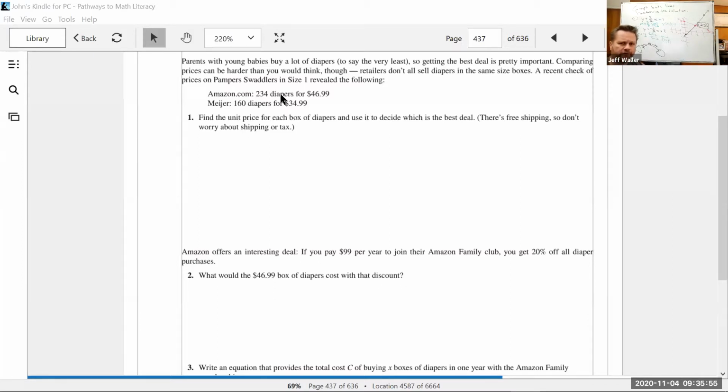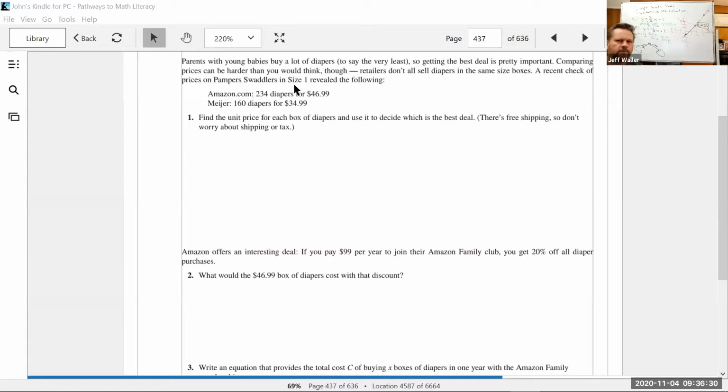Yeah, so for example, how would you figure out the unit price for Amazon's diapers? You divide. Yeah, so it would be 46.99 divided by 234, to be honest. Because then you could see how much money it is for one diaper. You guys with me? So unit price is price divided by the number of units.